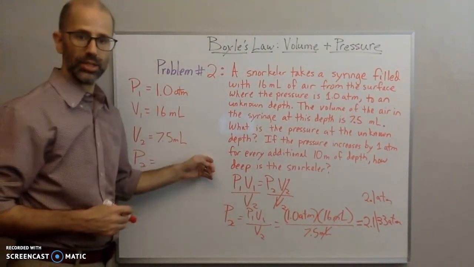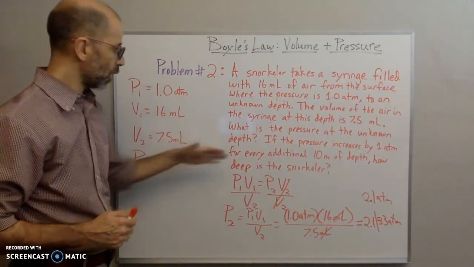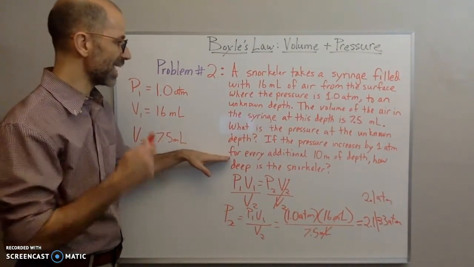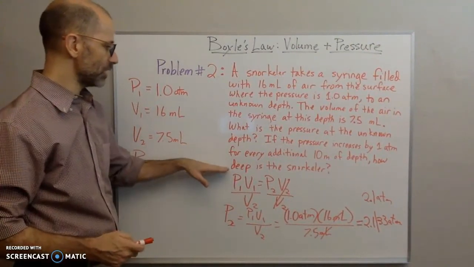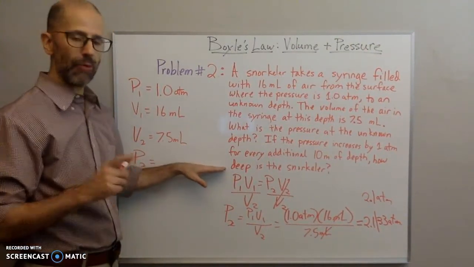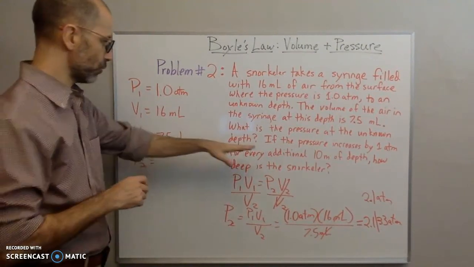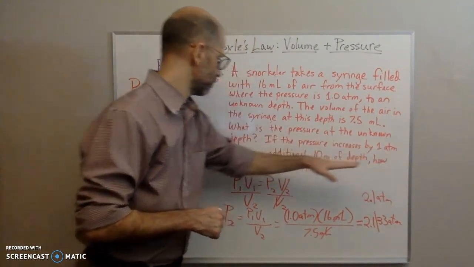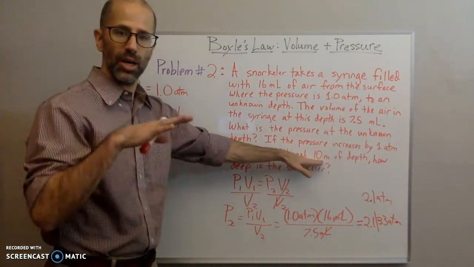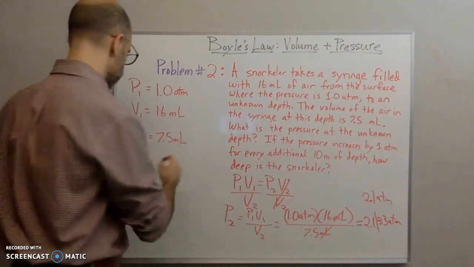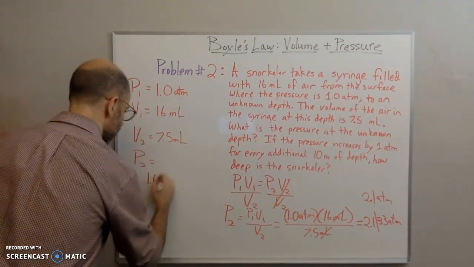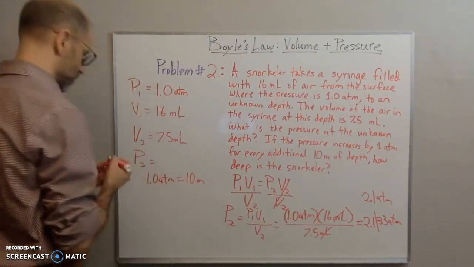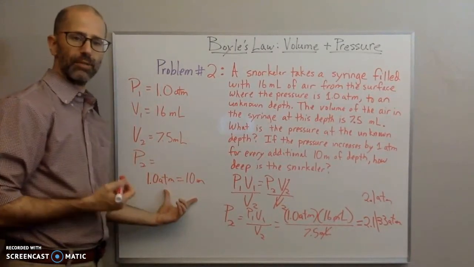Now I'm not done yet. I have a second question. The second question is, if the pressure increases by 1 atmosphere for every additional 10 meters of depth, how deep is the snorkeler? They give me the relationship of 1 atmosphere of pressure to 10 meters of depth. So I can write that as 1.0 atmospheres is equal to 10 meters, and I can use that as a conversion factor.